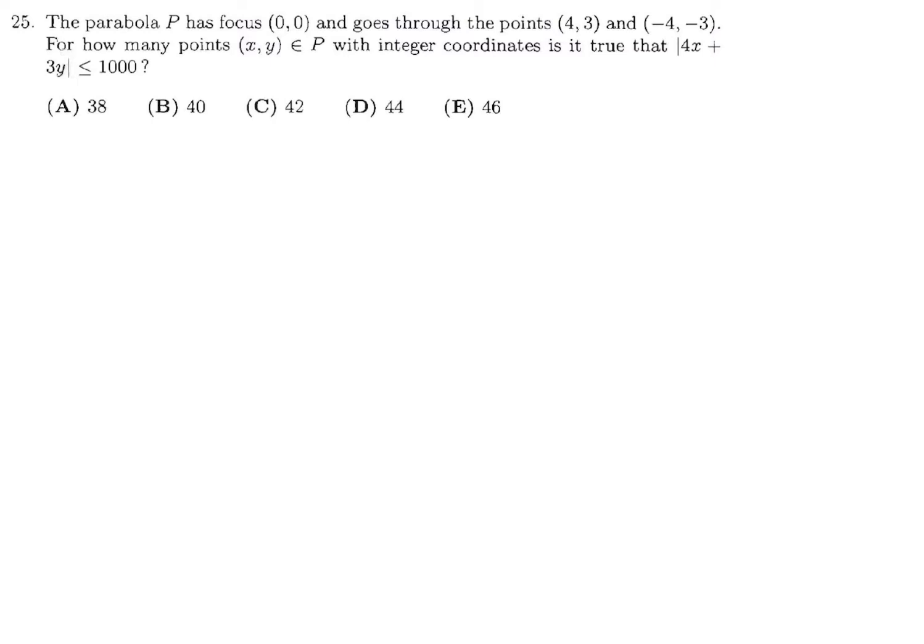The parabola P has a focus (0, 0) and goes through the points (4, 3) and (-4, -3). For how many points (x, y) that are an element of P with integer coordinates is it true that the absolute value of 4x plus 3y is less than or equal to 1,000?